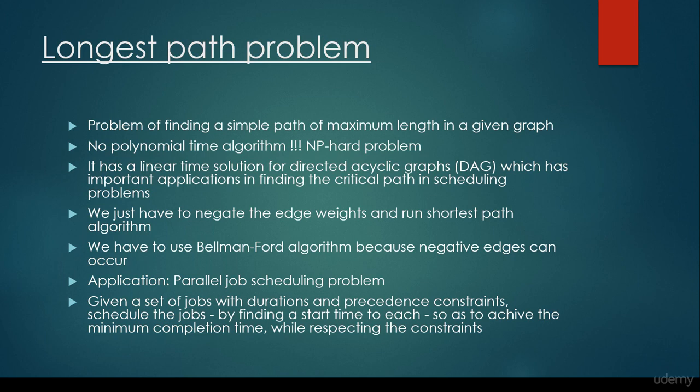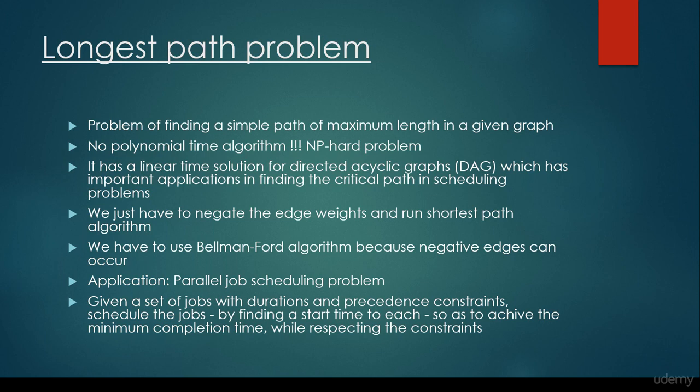Okay, we just have to negate edge weights and run the shortest path algorithm. I think that it is pretty intuitive too. If we would like to find the shortest path, we have to run Dijkstra's algorithm, Bellman-Ford algorithm, or the DAG shortest path algorithm. If we would like to find the longest path, of course we have to negate the edge weights. What does it mean?